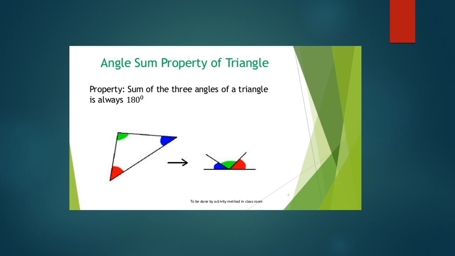By doing one activity, we can see how the sum of all the three angles is equal to 180. If we take a scissor and cut all these three angles, and if we paste these three angles together, a semicircle is formed here, meaning a straight angle is formed. The measure of the straight angle is 180 degrees. Hence, we can say that the sum of the three angles of a triangle is 180 degrees.